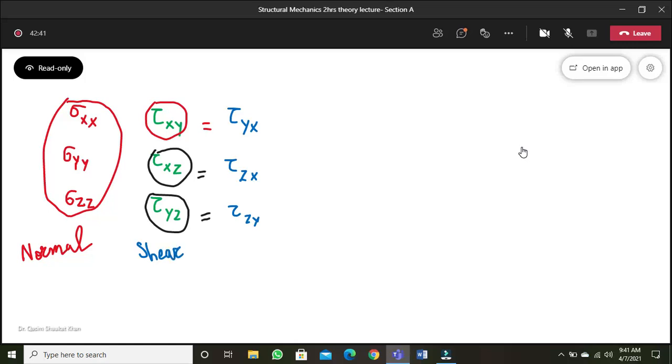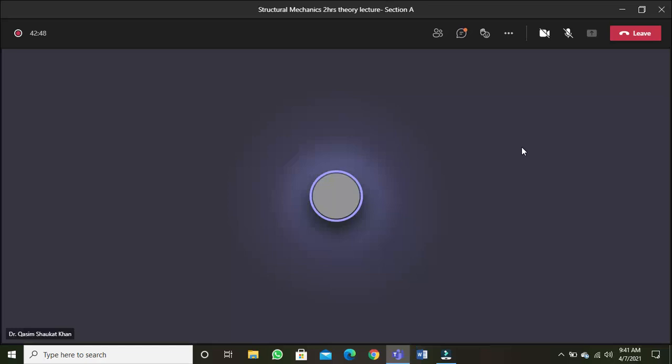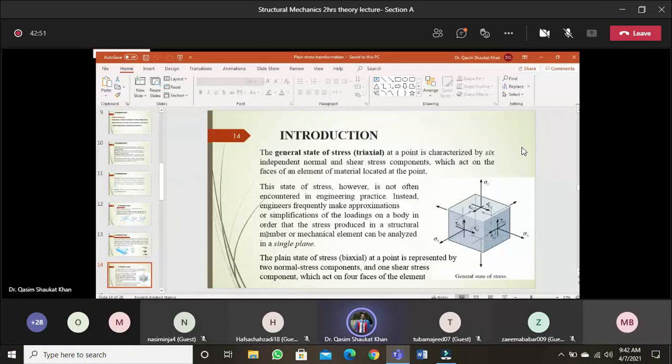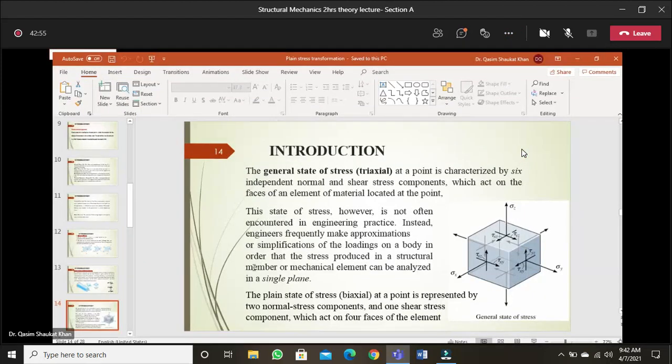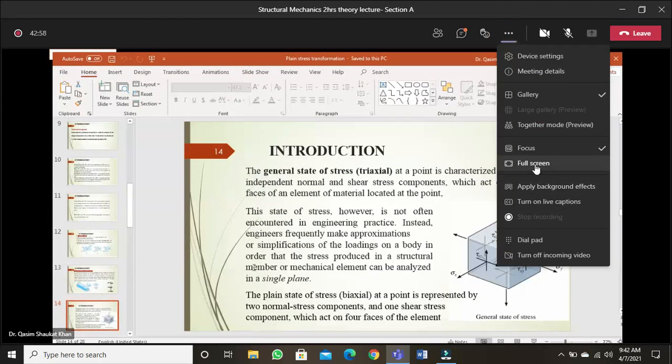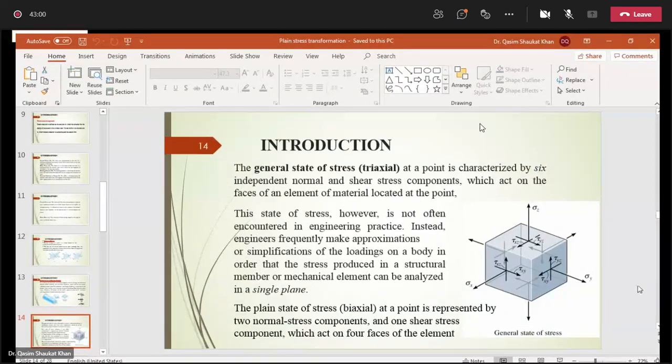Yes, sir. If it is clear, then I'm going back to the slides. Now we will read what they are saying. Now, the general state of the stress, triaxial. Triaxial means three axes, x, y, and z. We are going to explain this figure now. The general state of the stress, triaxial at a point, is characterized by total 6 normal and shear stress components.